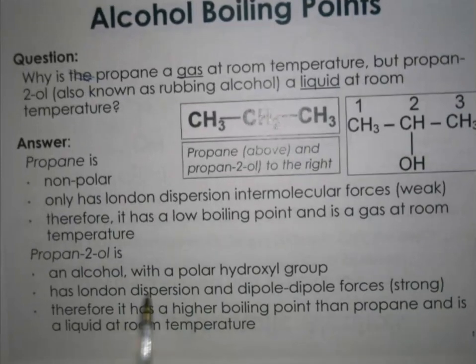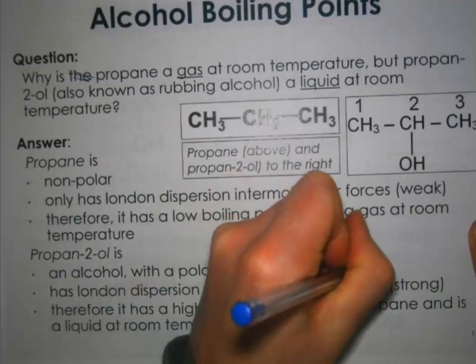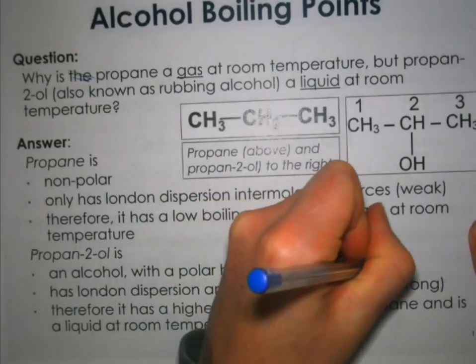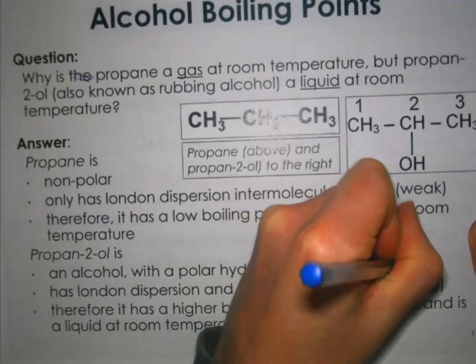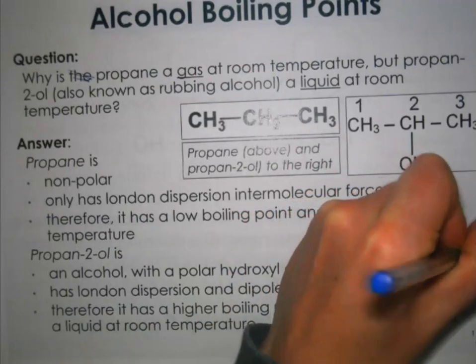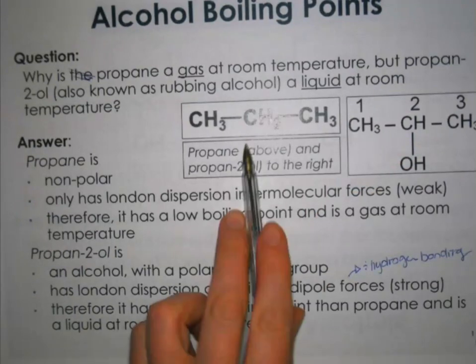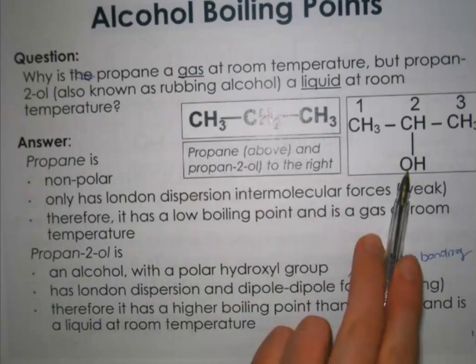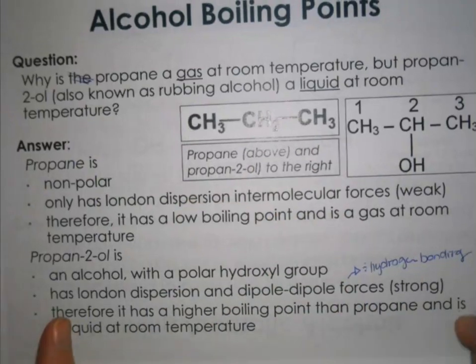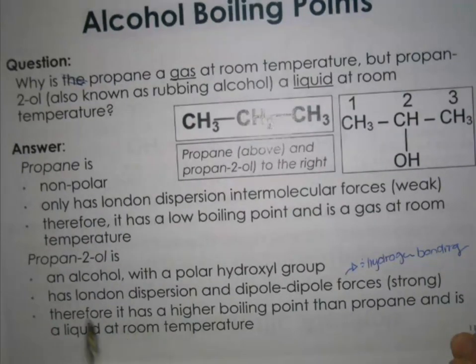So it has London dispersion and dipole-dipole forces and hydrogen bonding. I don't know how I missed out on putting that in there. Therefore, it has a higher boiling point than its similar counterpart that doesn't have the hydroxyl group. And so it's a liquid at room temperature, right? Because at room temperature it hasn't come to a boil yet, whereas for propane, it has.